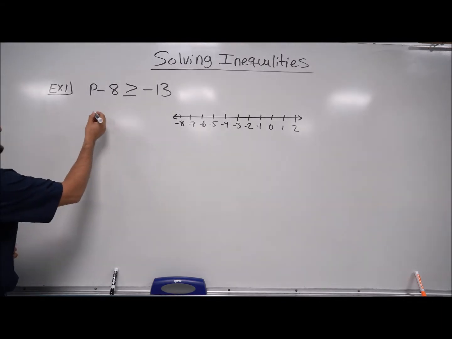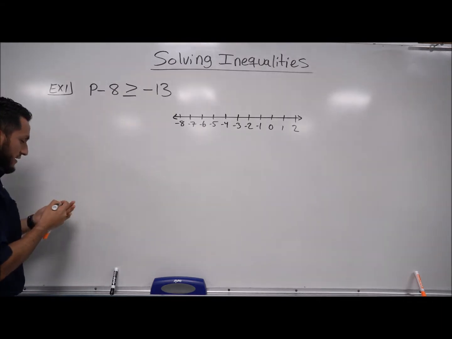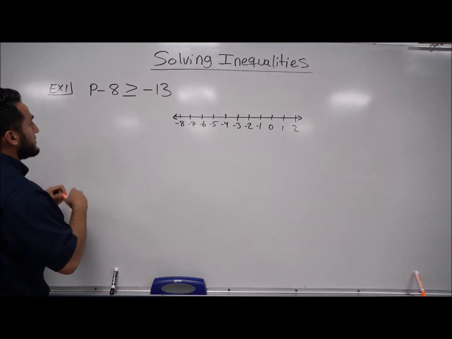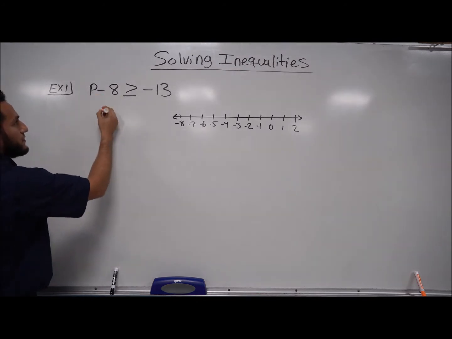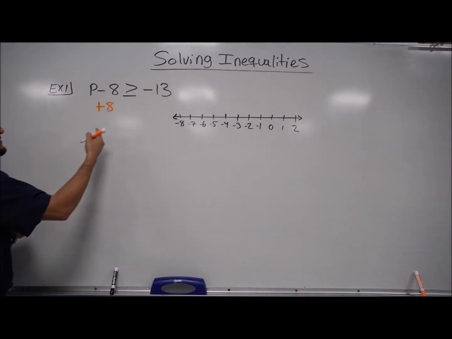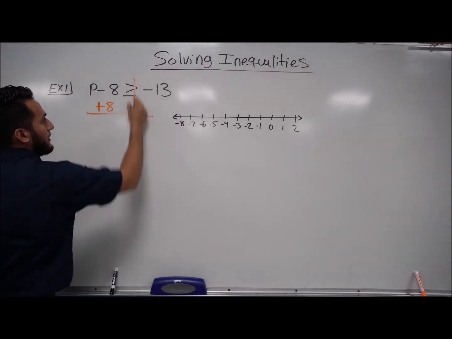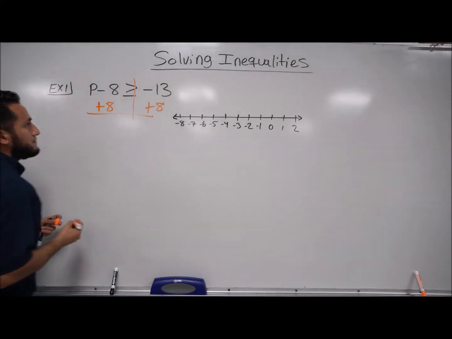And so all we're going to do here is cancel the 8 by adding 8 to both sides. Since they're subtracting 8 from the p, we're going to do the opposite. Add 8 to the left side, and then add 8 on the right side.